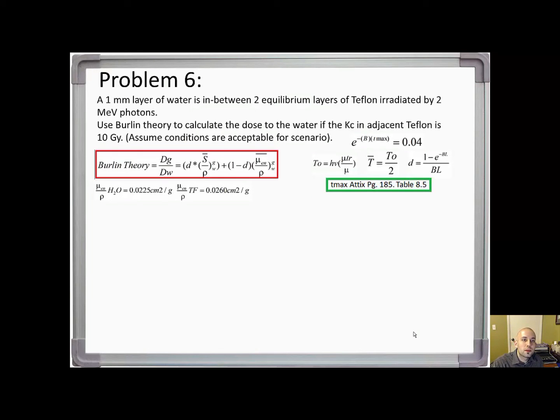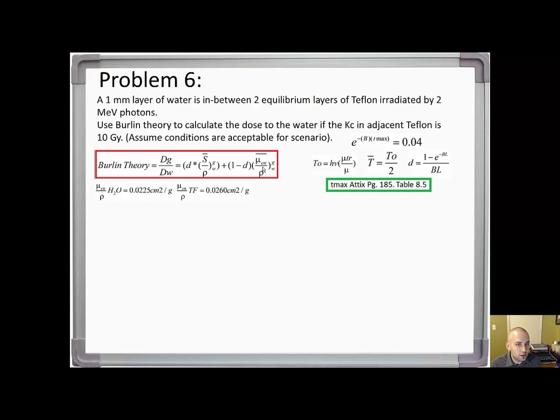Okay, so let's perform some calculations with Burlin theory. Let's say we have a 1 millimeter layer of water in between 2 equilibrium layers of Teflon irradiated by 2 MeV photons. Let's use Burlin theory to calculate the dose to the water if the collision dose in adjacent Teflon is 10 gray. And assume that all the conditions are fine and acceptable for the scenario.